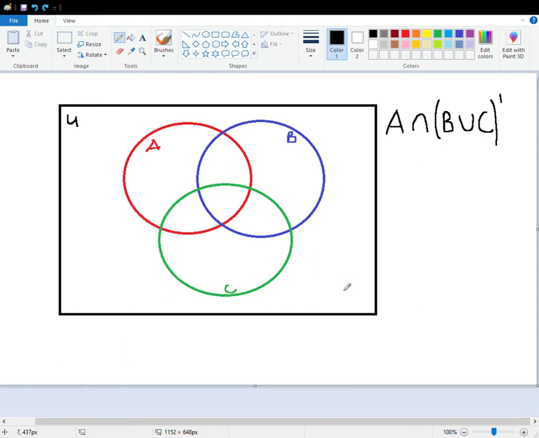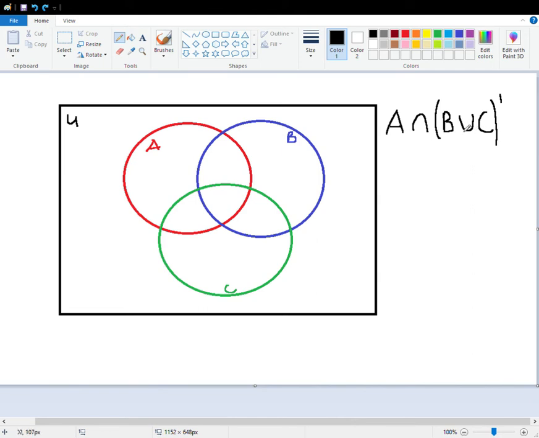The problem asks us to shade in the region corresponding to this indicated set. We read this as A and B or C complement. Don't forget this complement, it's very important. Now, I like to start with finding the subregion within this parentheses right here. Again, this is B or C.